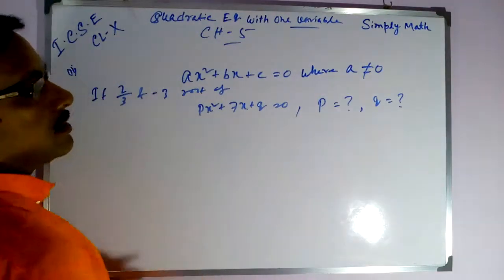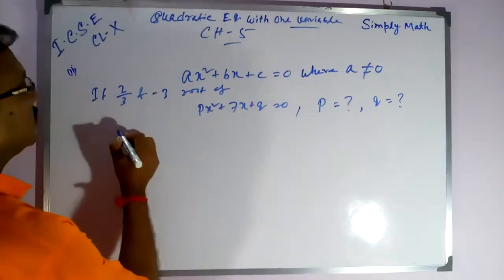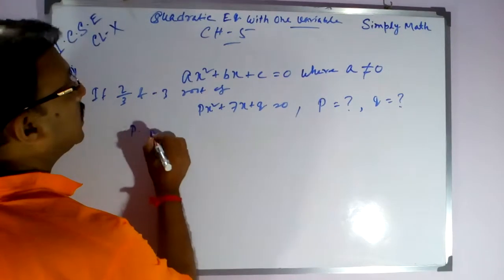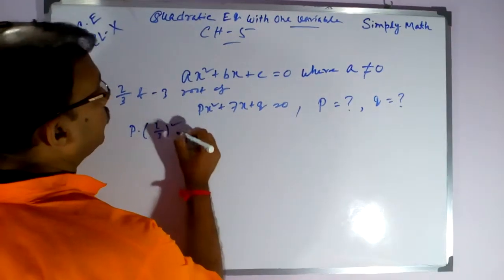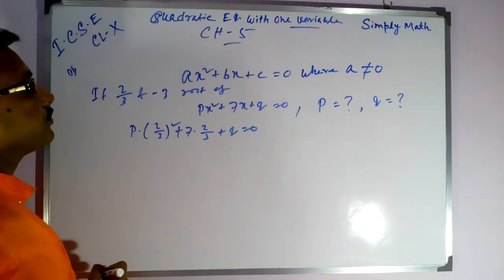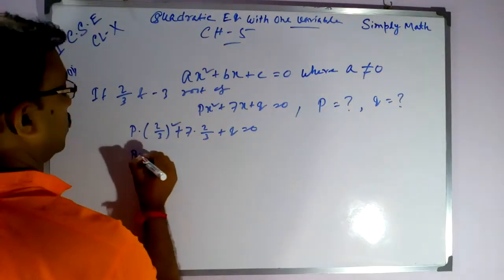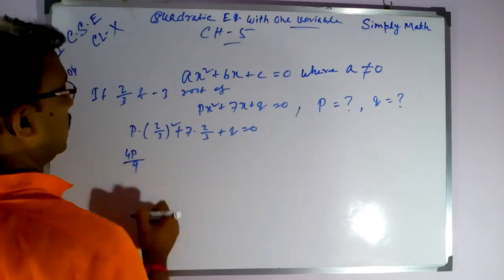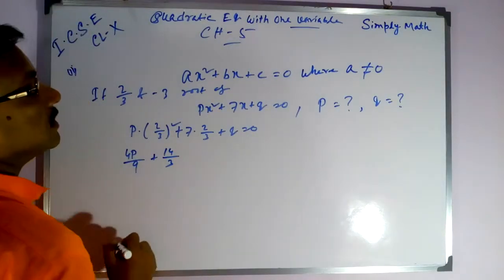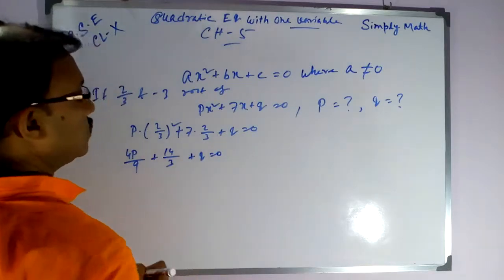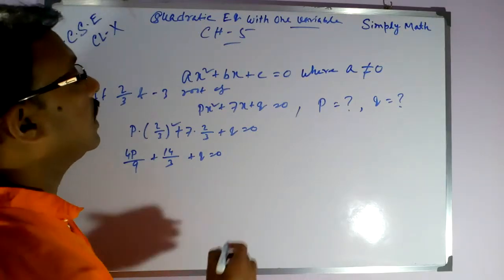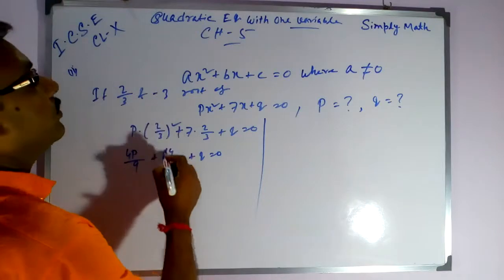So if 2 by 3 is the root of this equation, then first we put 2 by 3 instead of x. So p into 2 by 3 square plus 7 into 2 by 3 plus q is equal to 0, or 4p by 9 plus 14 by 3 plus q is equal to 0. We get this equation, and another equation we will get if putting minus 3.